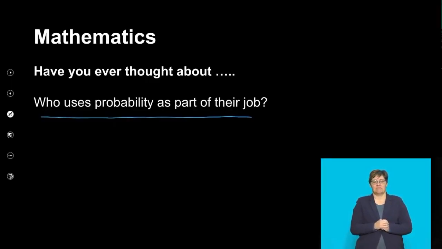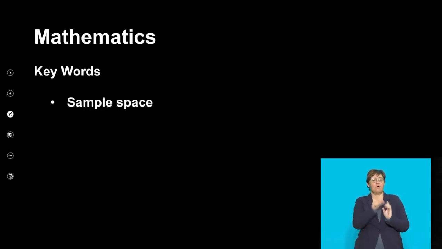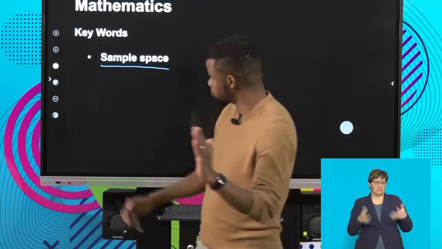So let's look at some of the keywords. What is a sample space? If I have a die, my sample space will be 1, 2, 3, 4, 5, 6. If I have a fair coin, my sample space will be head or tail, because if I flip a coin, I'll get head or tail.